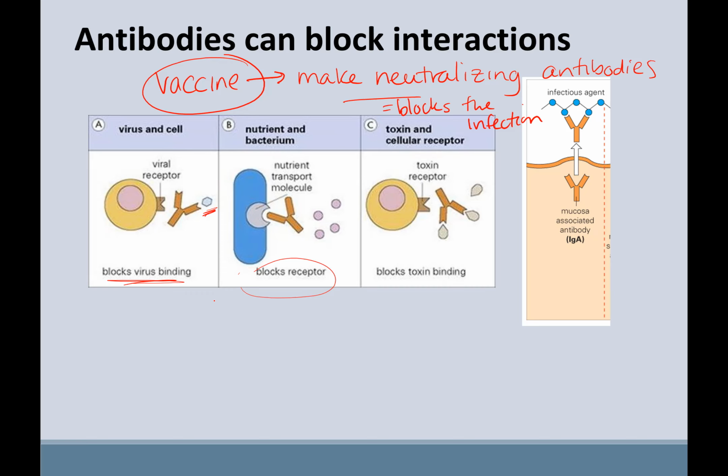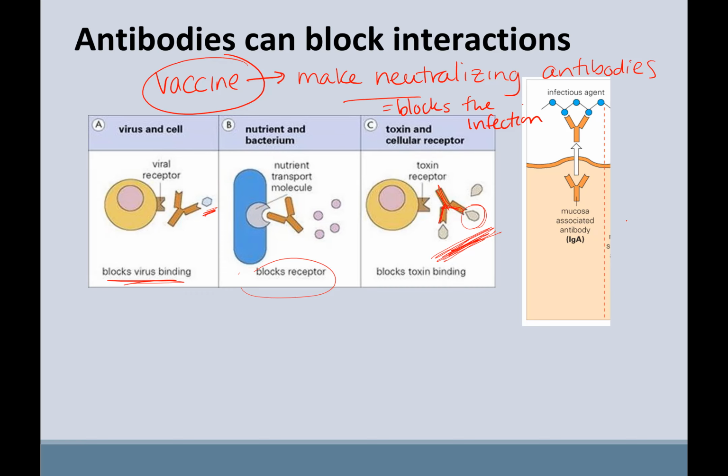When you watch the vaccine video, you'll know that some of the vaccines we make are against toxins, so chemicals that bacteria or viruses produce that can cause us harm. So we have vaccines against toxins, and what they're doing is making these antibodies to bind the toxin so that the toxin can't harm our cells.